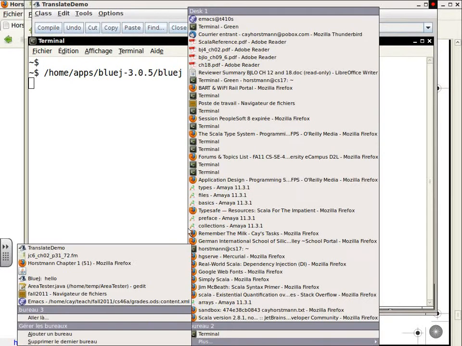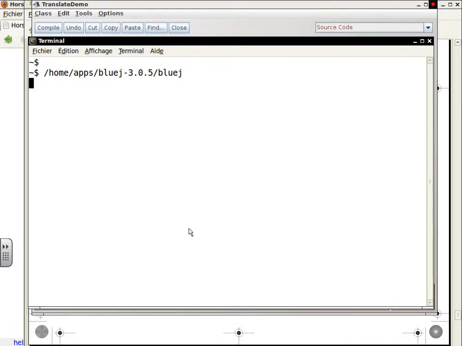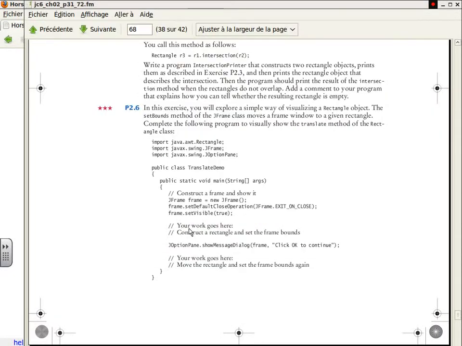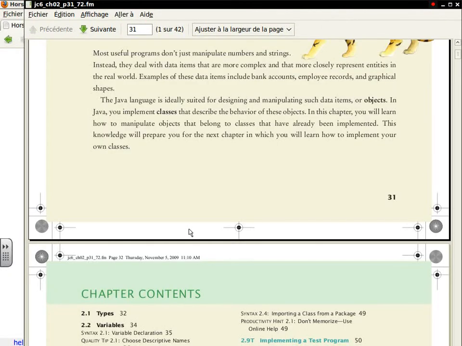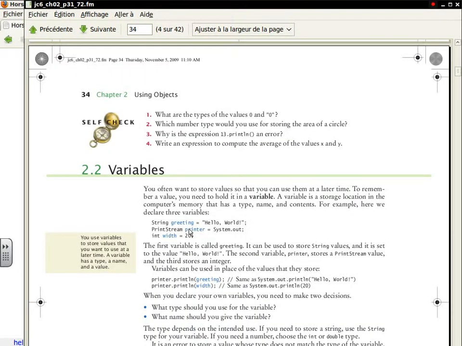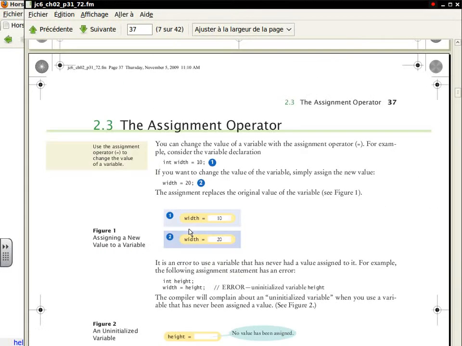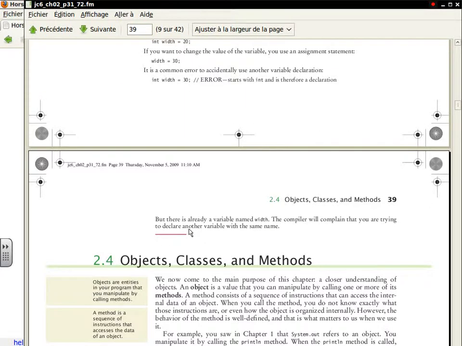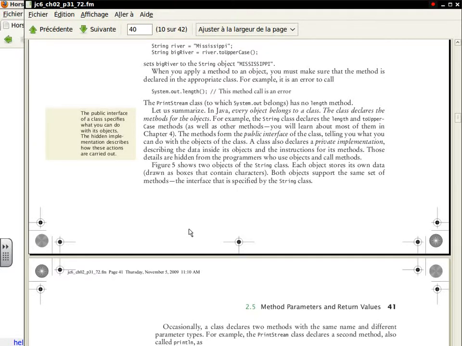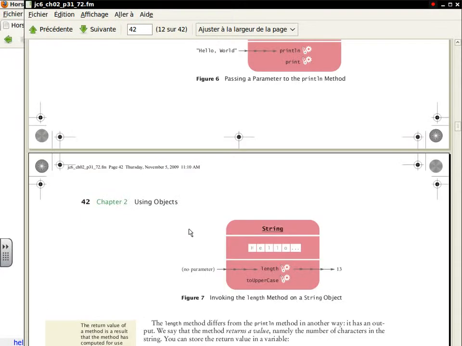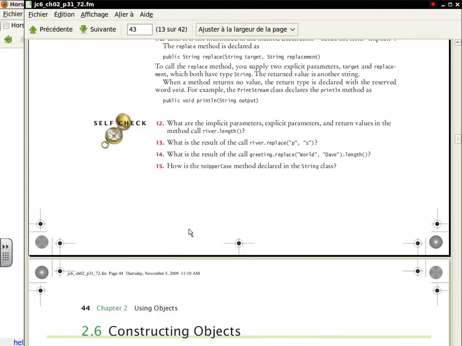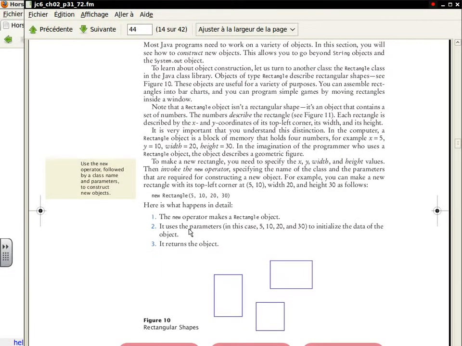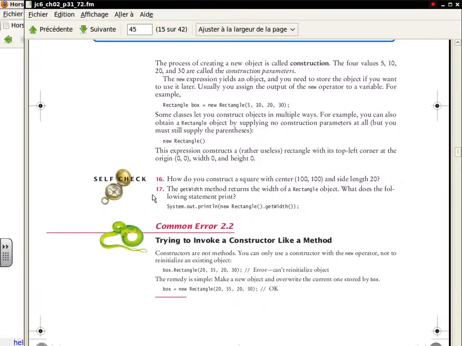Oh, I can't even find my own thing anymore. Variables, assignment operator, objects, classes, and methods. Gosh, one really has to skip ahead here. Why did no one complain? Okay, so here it says to construct a rectangle. Because you found the solution on the internet, yes.